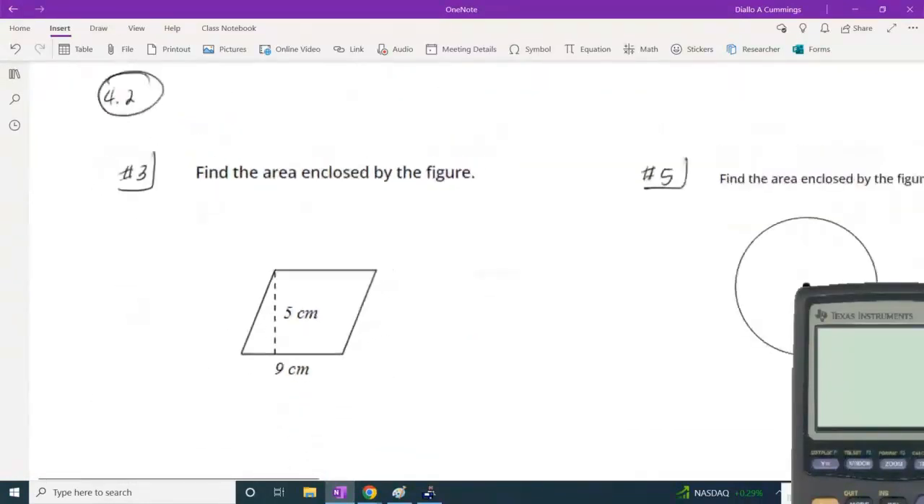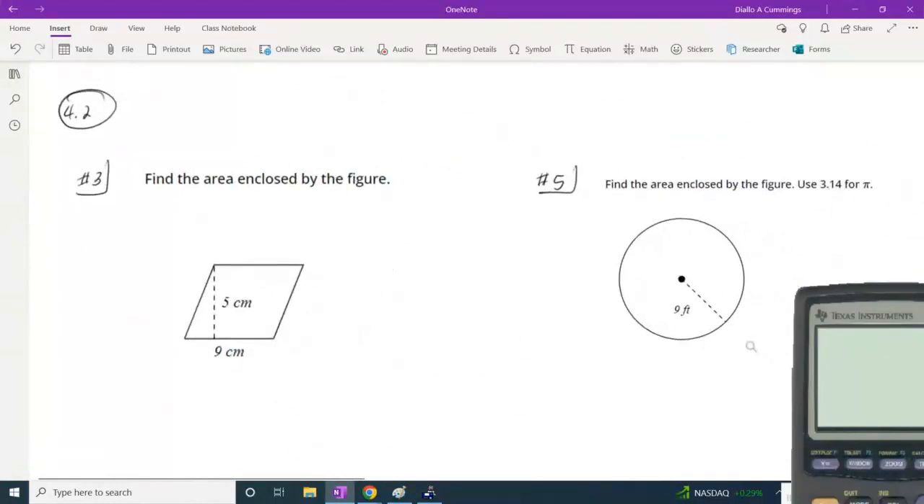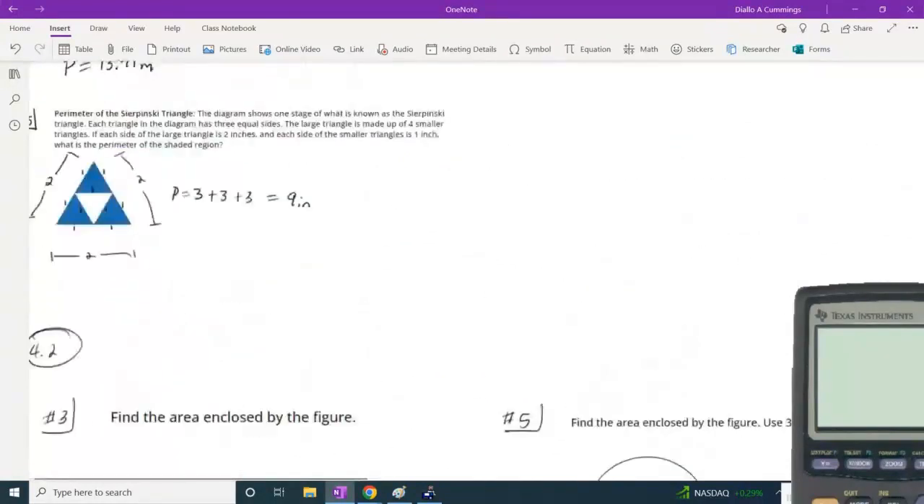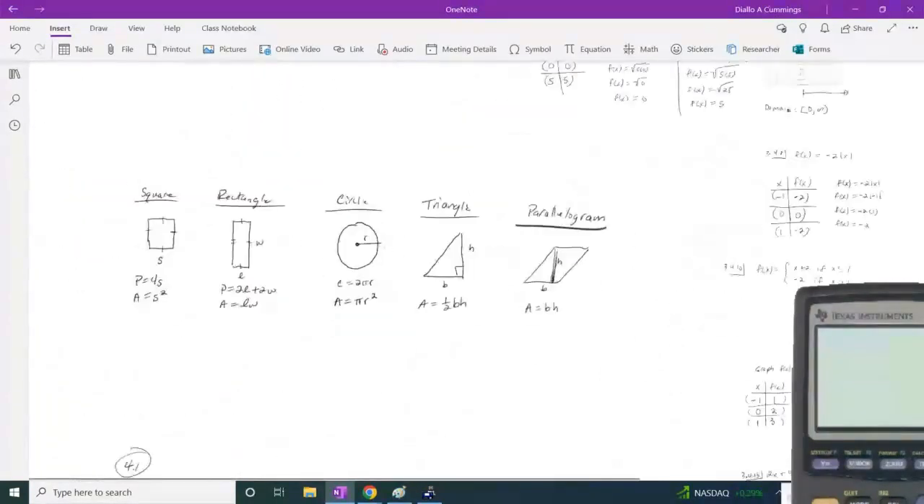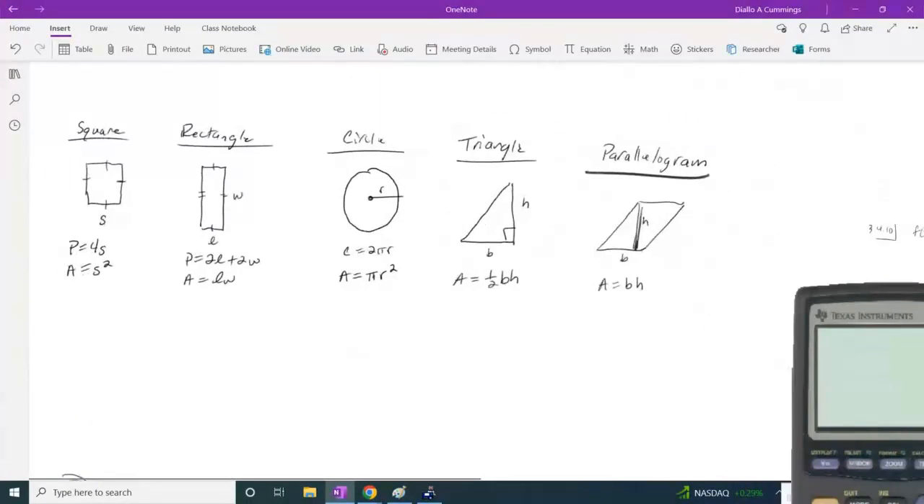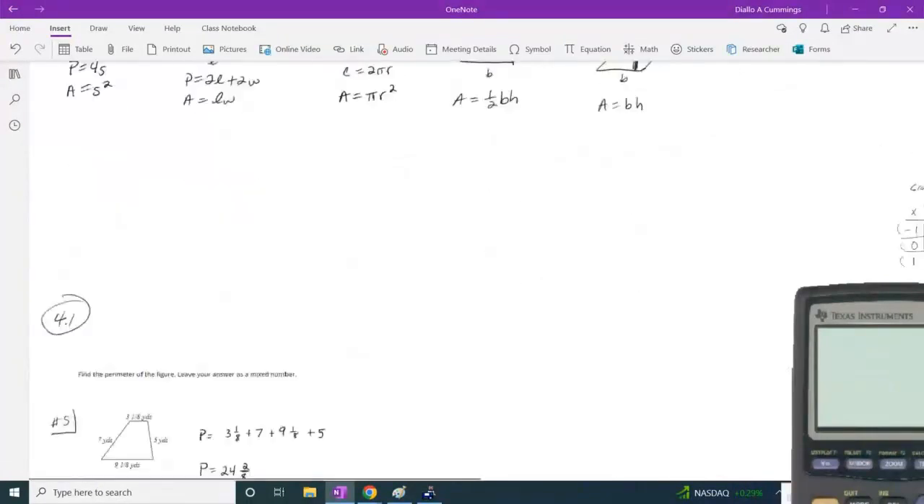All right, now in the next section, we talk about area. Okay, and we're going to use these same basic formulas, the same formulas from earlier for the 5 objects. Right.